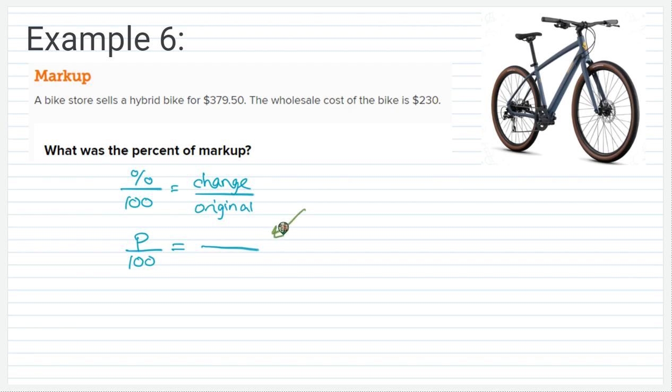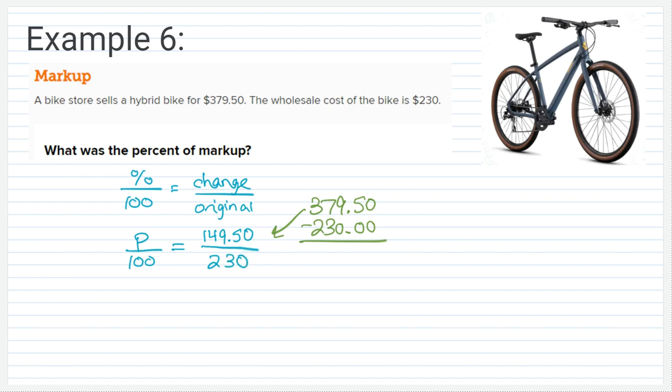So $379.50, take away the $230, and we're going to find that it's $149.50. That is my change in price. My original is going to be the wholesale cost. So the wholesale cost in this situation was $230.